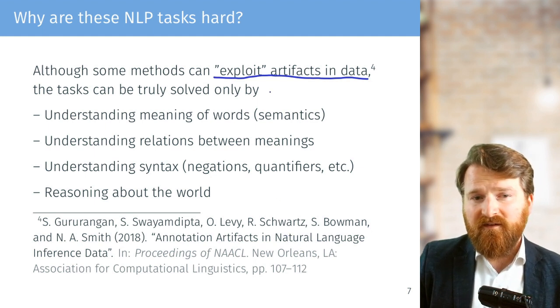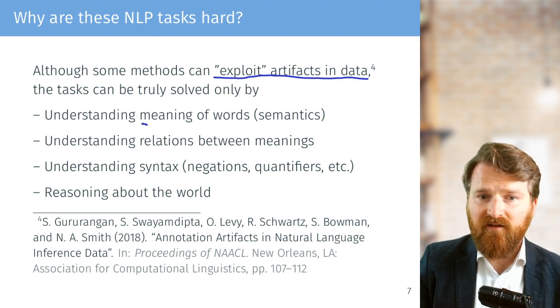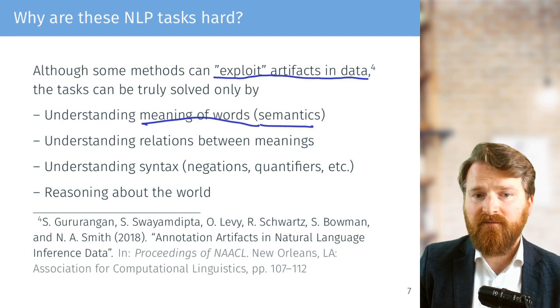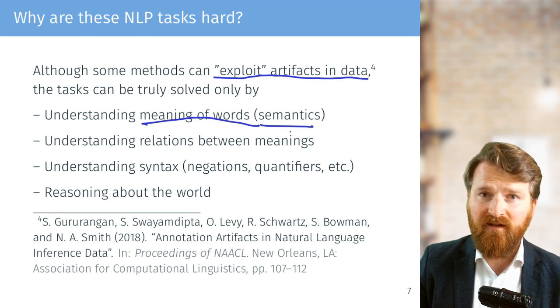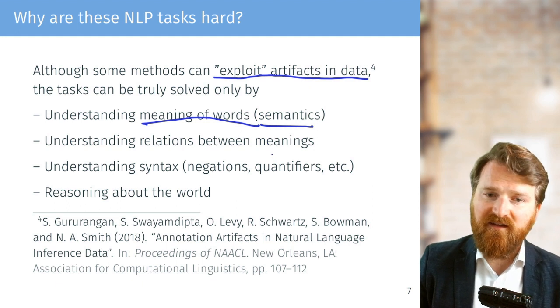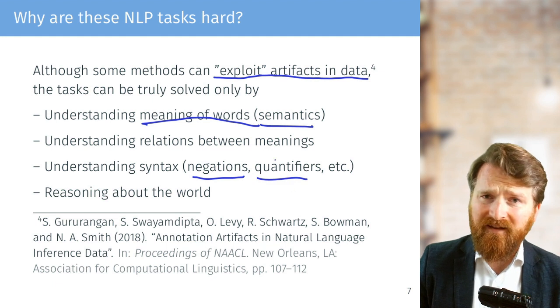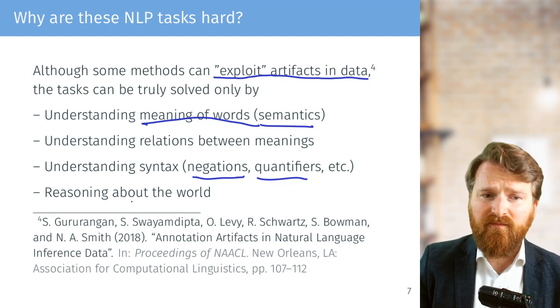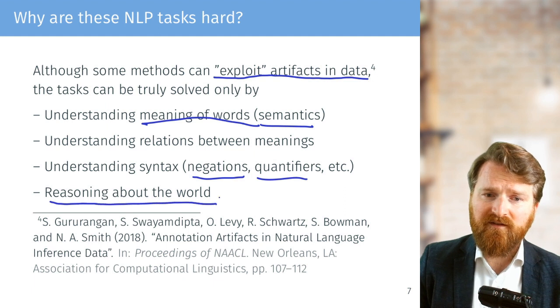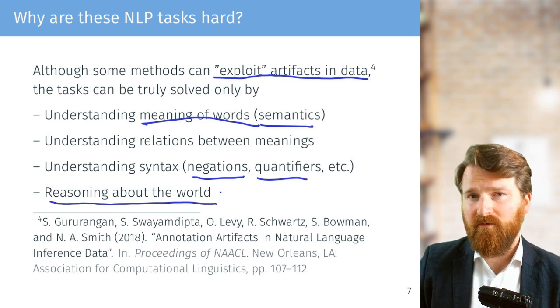So this is interesting. What we really need to know in order to solve these tasks is truly understanding the meaning of words, so some semantic information. Then we need to understand the relations between words, or their compositional meaning. Some syntax, for example negations or quantifiers, very important features. And it goes on and on, and you have to perform some reasoning about the world. For example, for the natural language inference task, the system, in order to be able to solve it, has to understand something about the world.